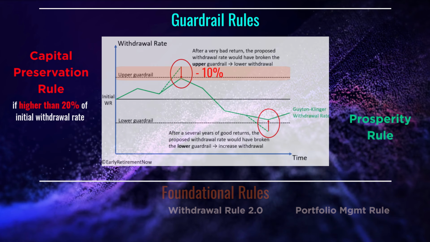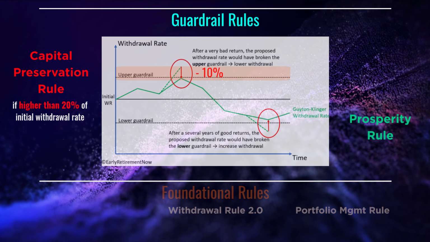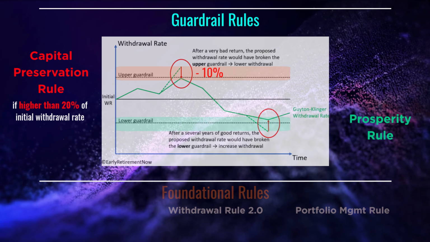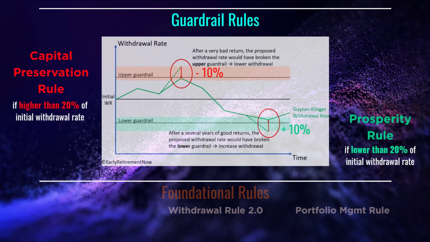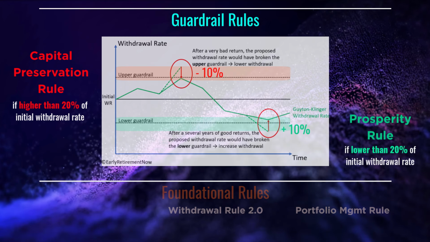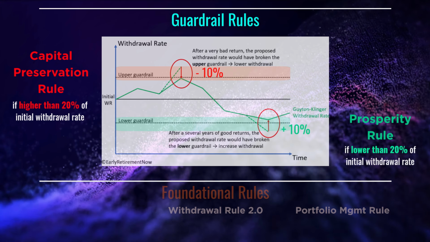You can think of the prosperity rule as the inverse of the capital preservation rule. It increases the estimated withdrawal rate by 10%, if the current year's withdrawal rate is projected to decrease by more than 20% of the initial withdrawal rate.